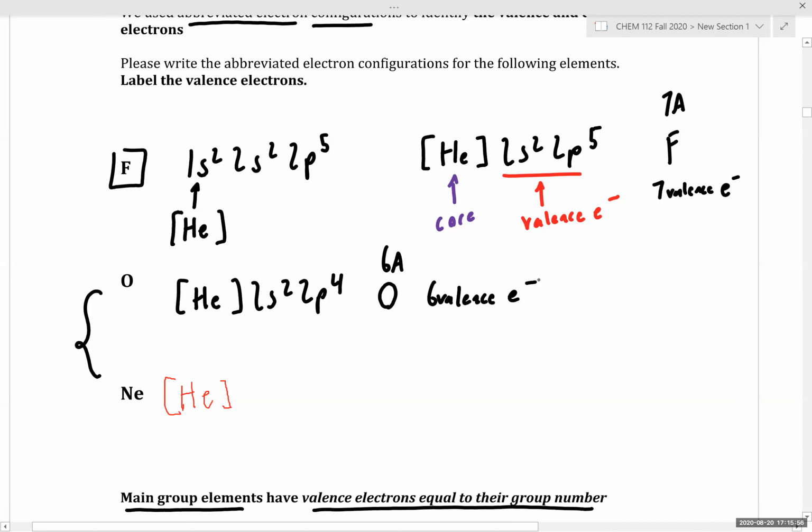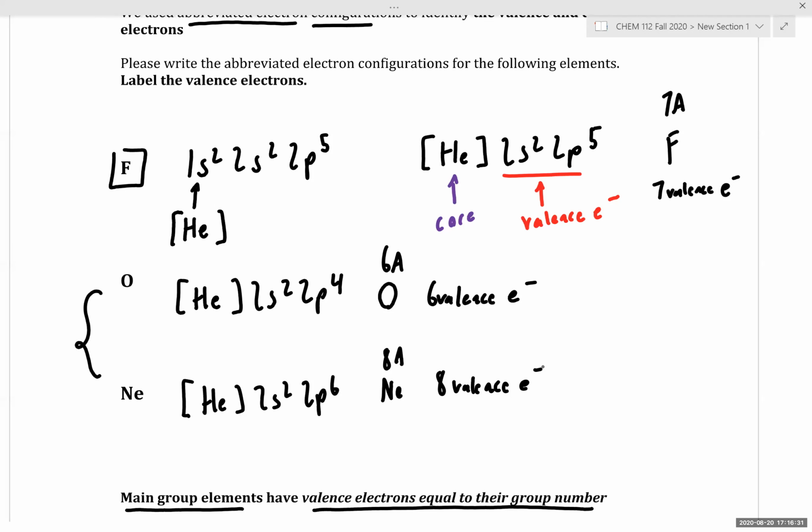Likewise, I already see someone proposing a response for neon. Yep, that's exactly right. Allow me to clear annotation so that all the annotations will save in one document, but that proposed response was exactly correct. So for neon, our abbreviated configuration is helium 2s2 2p6. Neon, being an 8A element, has 8 valence electrons, or a full valence shell. Okay, perfect. So we've reviewed this idea of counting and identifying valence electrons.